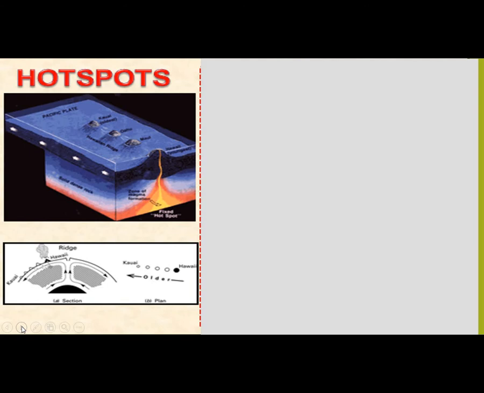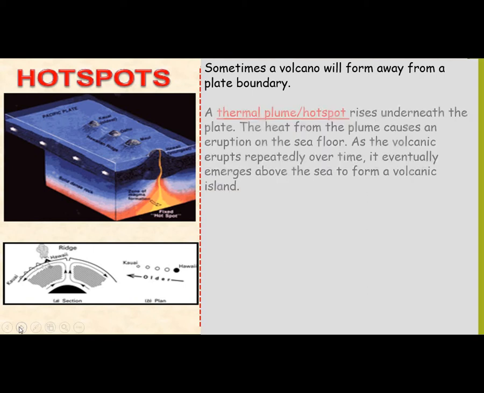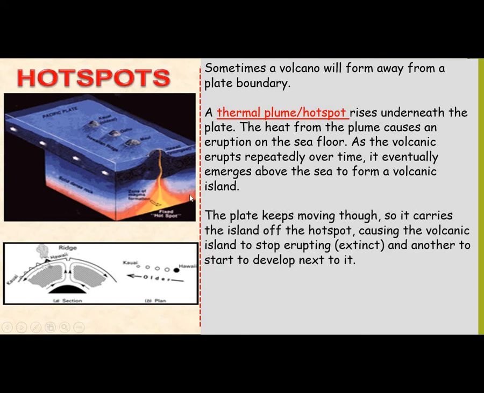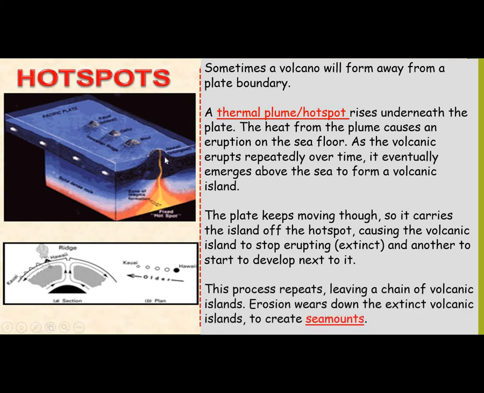So I thought I had an animation. Sometimes a volcano will form away from a plate boundary. A thermal plume or hotspot rises underneath the plate, and the heat from the plume causes an eruption on the seafloor. As this happens repeatedly over time, eventually it'll pop out the top of the sea, and it creates a volcanic island. What then happens, though, is the plate keeps moving over the top of the hotspot, and it carries the volcano off the hotspot, and it becomes extinct. It stops erupting. And over time, as those islands are carried further away from the hotspot, they cool and contract, and coastal erosion wears them away until they disappear beneath the ocean surface, and they're then known as seamounts.